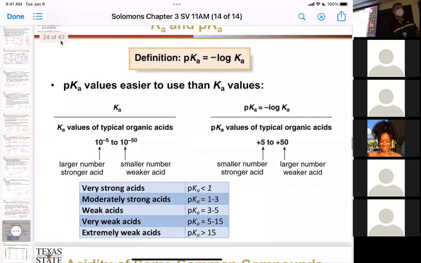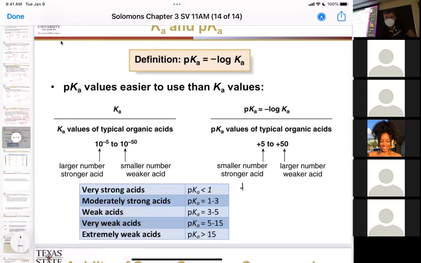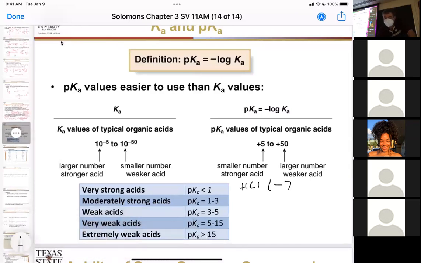So let's define that. In the case of our pKa, we've just taken the log of our Ka. Our Ka is that acidity constant. In the case of strong acids, we typically see them have a pKa of less than 1. So HCl, HBr, that kind of stuff. Like HCl has a pKa of -7.